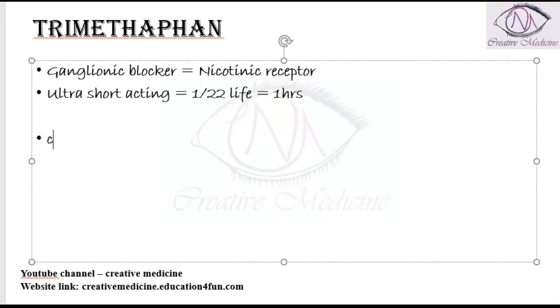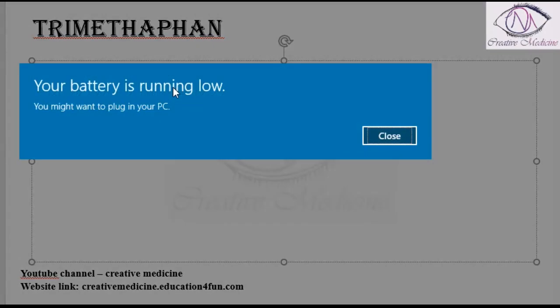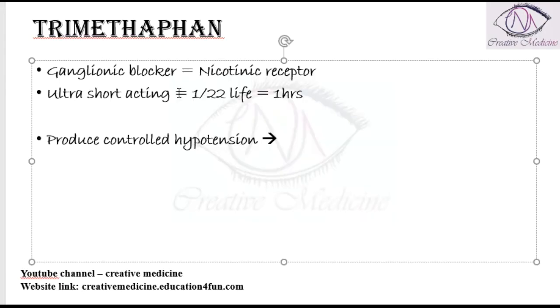Occasionally it is used to produce controlled hypotension. So what is controlled hypotension? In certain surgeries we need to produce controlled hypotension. That is, in certain surgeries, due to some reasons, we will have to decrease the blood pressure below the normal so that the blood loss will decrease and surgery can be done properly. So this controlled hypotension is produced voluntarily by the doctor. For that we use this drug trimethaphan.